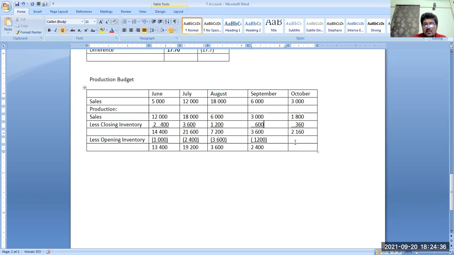600 closing inventory would be the opening inventory here. So at the end of the month, we have 1,560 total production for October. June we are producing for July 13,400, then 19,200 for August, 3,600 for September, 2,400, and October 1,560 for November. Okay, this is the way we are doing things.